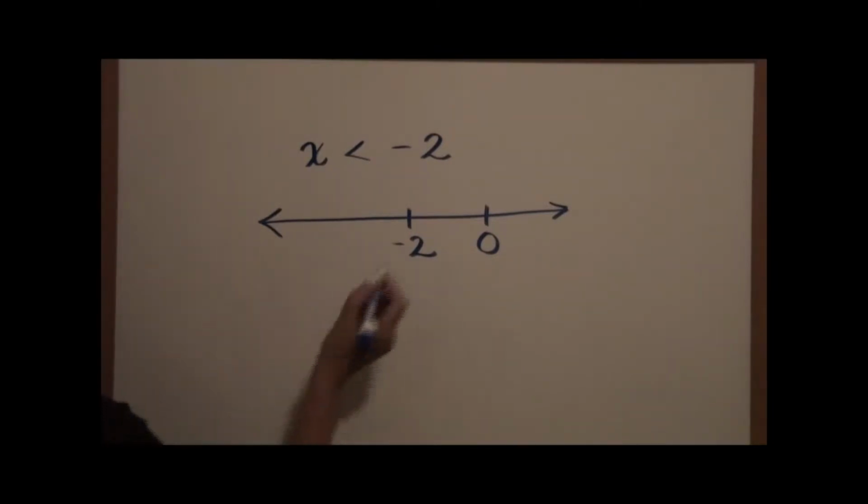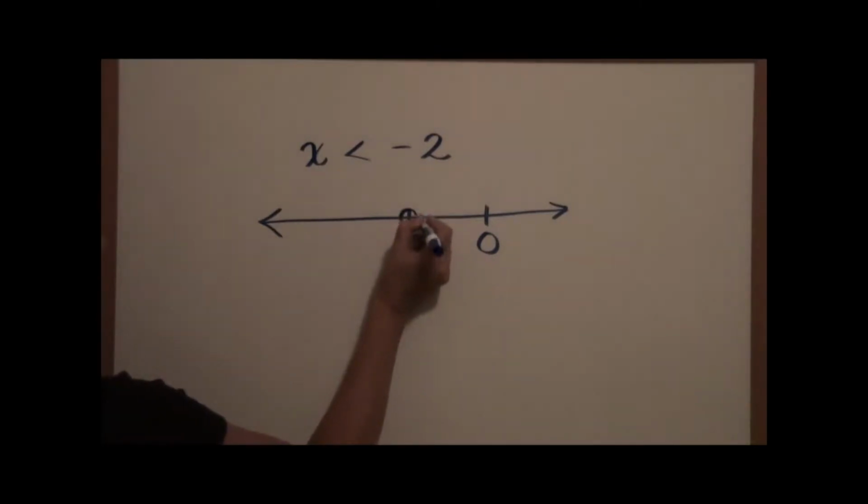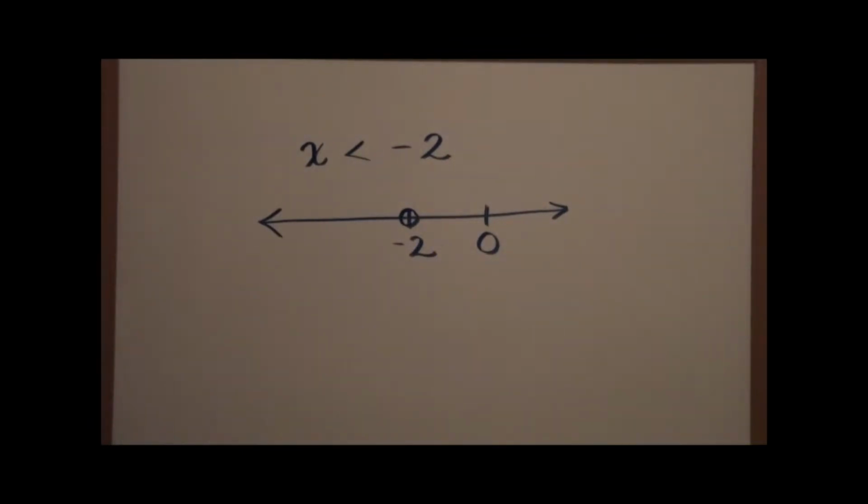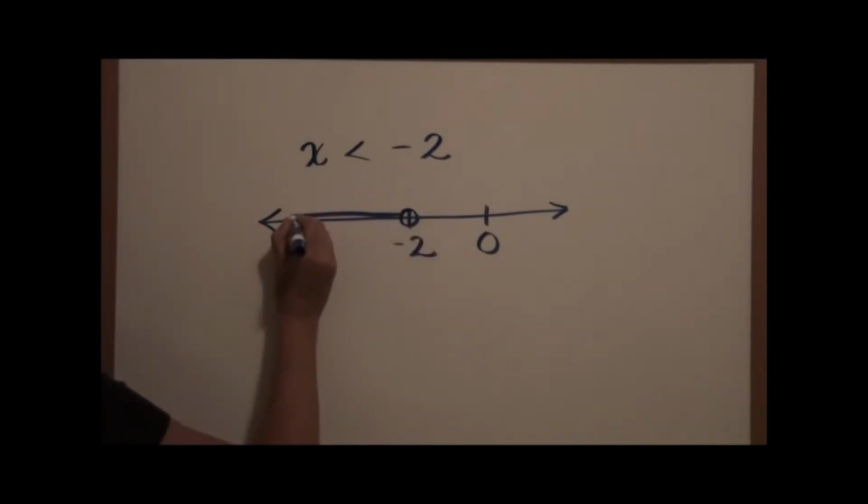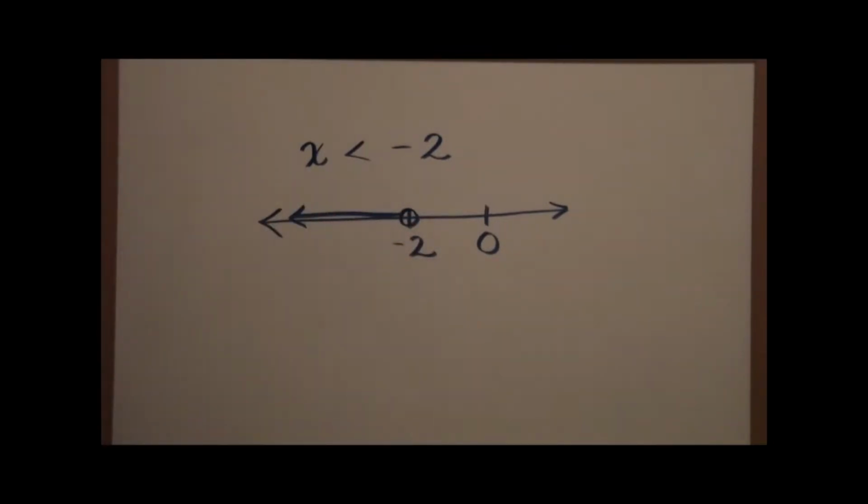You may have had a class before where you used an open circle to show that -2 was not included because we do not have an equal sign. And then you shaded everything to the left. We're going to change that a little bit. That is a valid way of representing this, but we're going to use a different approach because we want to be able to write the solution in interval notation, so we're going to tie our graph to that.